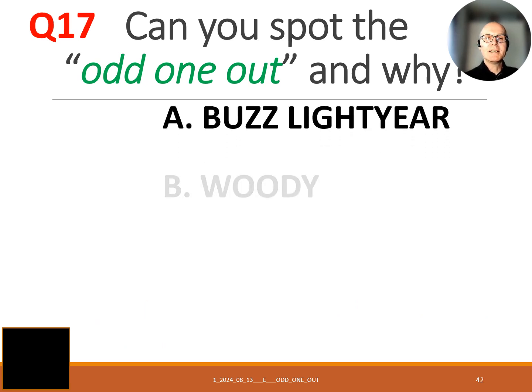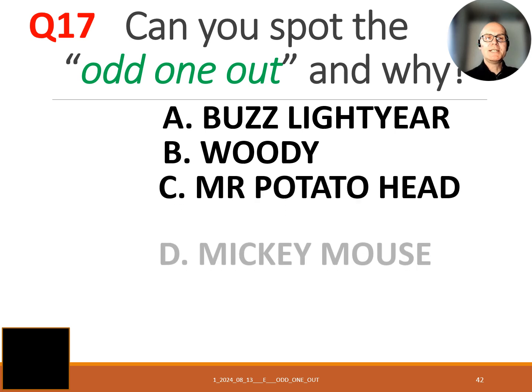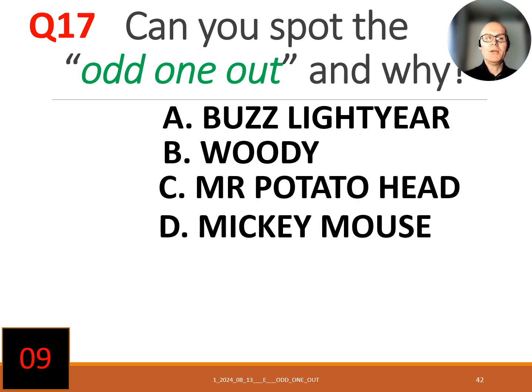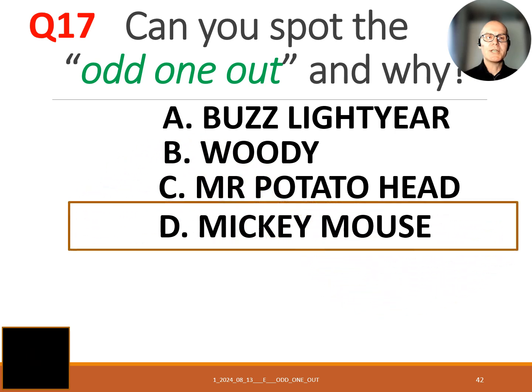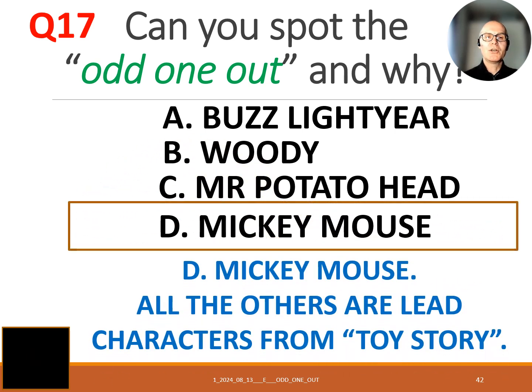Question 17. Buzz Lightyear, Woody, Mr. Potato Head and Mickey Mouse. What was the odd one out here? Which character is the odd one out? The odd one out here, of course, is Mickey Mouse, because Buzz, Woody and Mr. Potato Head are all characters from Toy Story. Mickey Mouse does have a cameo, but he's not a lead character.